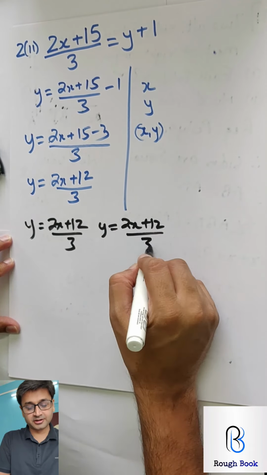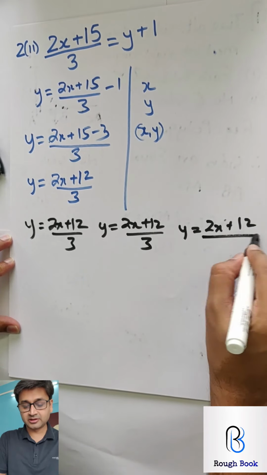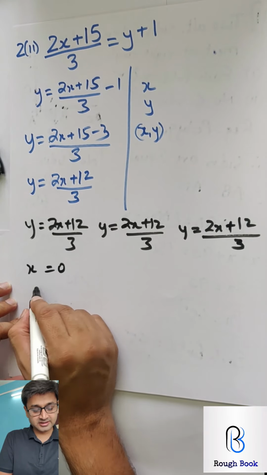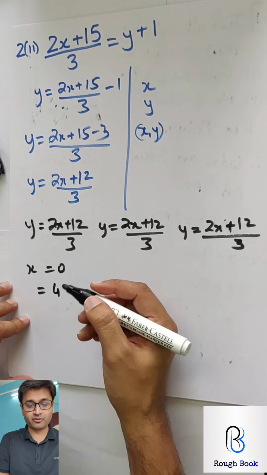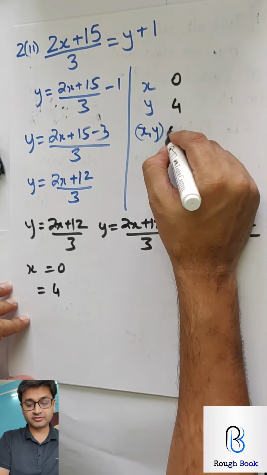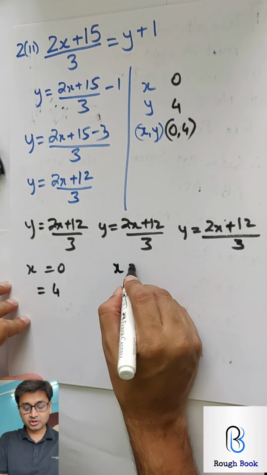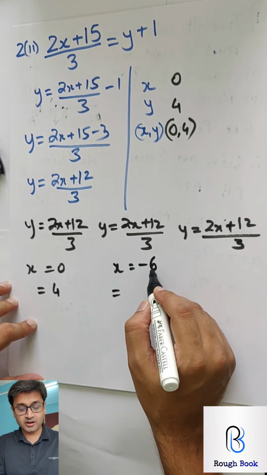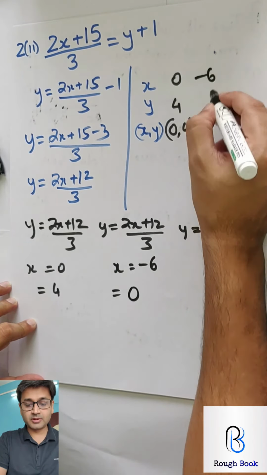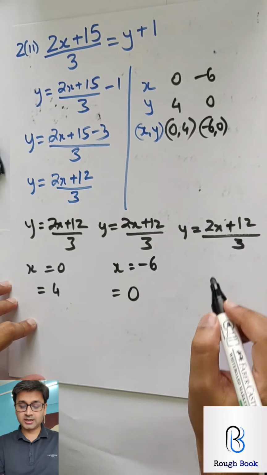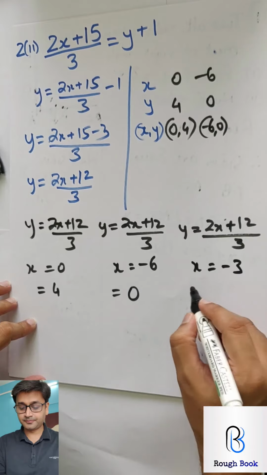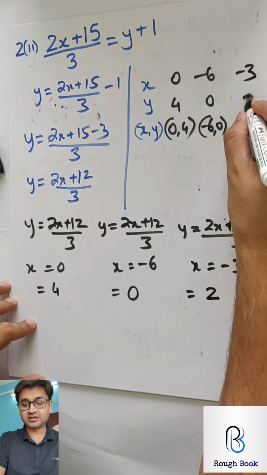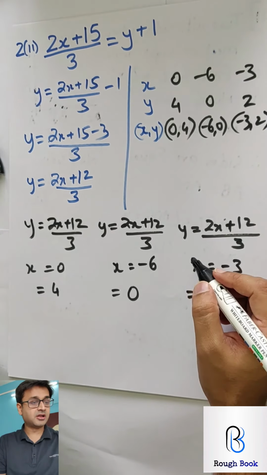You have to be a little smart here so that the answers don't go into decimals and you get whole numbers. So I'm assuming x as 0. When x is 0, 2 into 0 is 0, 12 by 3 will give me 4. So x is 0, y becomes 4. That's my first point. Now I'm assuming x, let's say, as minus 6. So 2 into minus 6 is minus 12, minus 12 plus 12 gives me 0. So minus 6, 0. Let's assume x as minus 3. So minus 3 into 2 is minus 6, plus 12 gives plus 6 by 3, so 2. So minus 3 and 2. I hope these points are collinear. Let's see if they are.